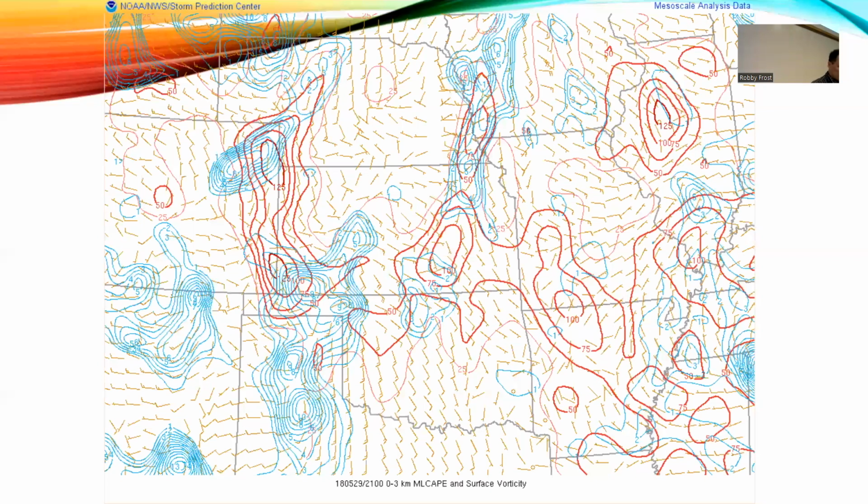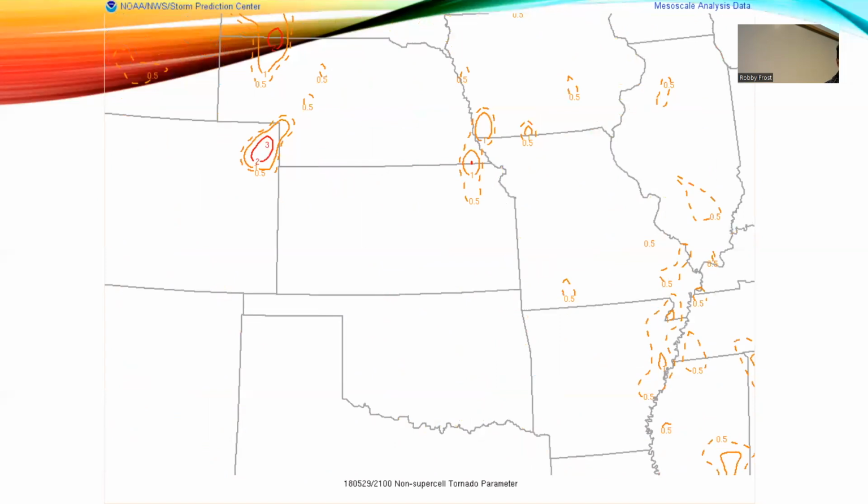If you want to try to look for this stuff in real time, we do have some stuff on the mesoanalysis page. Some people call it the cheat code. I won't say anything more about that, but the idea is you've got low level CAPE and vertical vorticity combined. This just says something about, is there a swirl? Is there the potential to amplify it? And then there's also a non-supercell tornado parameter. With this one, if the shear is too strong, you won't see anything. If the deep layer shear is too strong, it will actually zero it out, because the problem is storm motion tends to be too fast and it won't stay on a boundary.